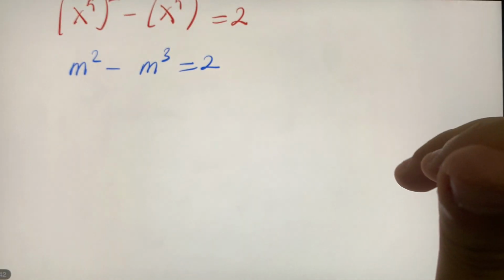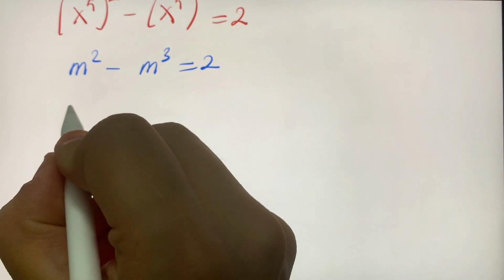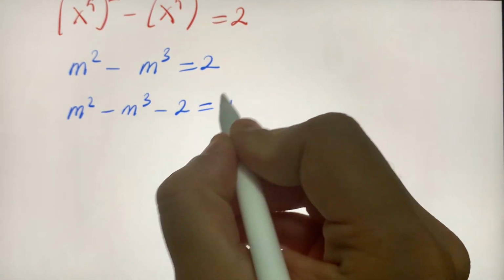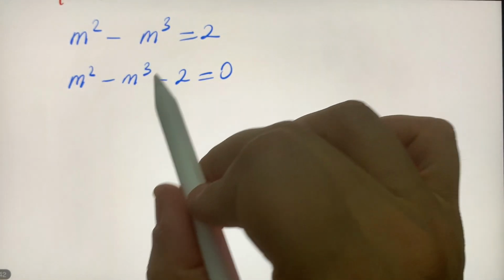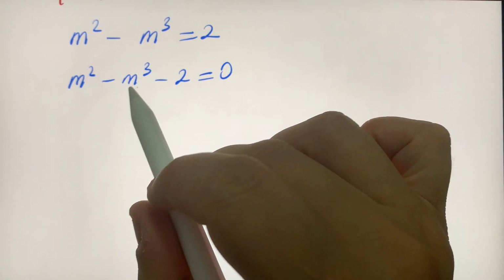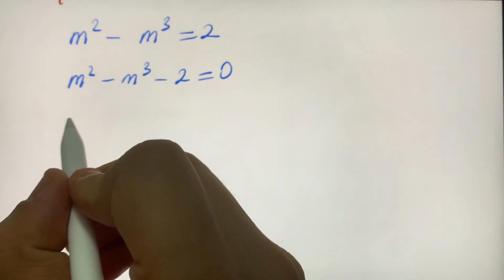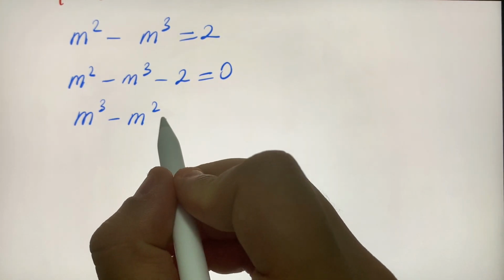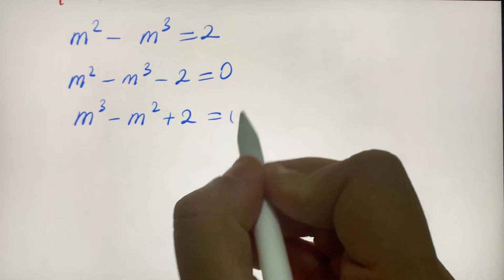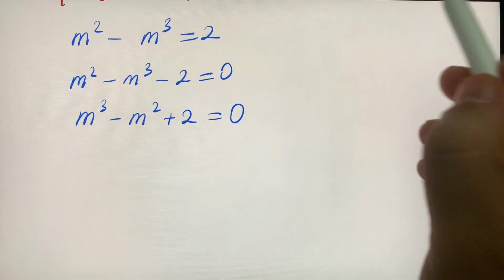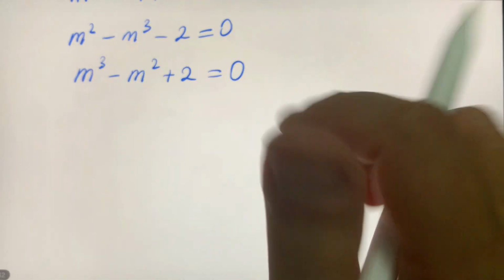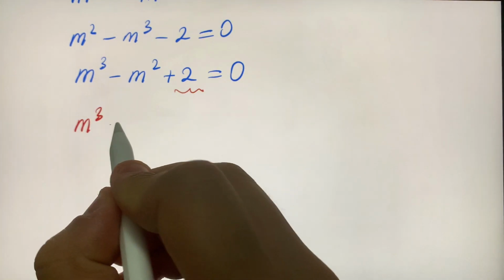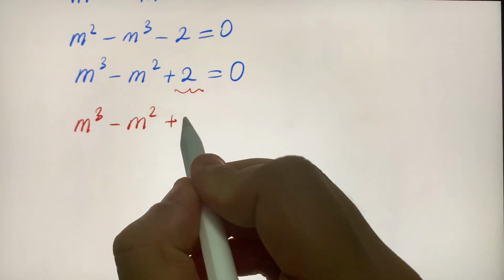Now let's arrange it a little more. m squared minus m cubed minus 2 is equal to 0. I'm trying to make the sign positive. So m cubed minus m squared plus 2 is equal to 0. And later, I want to change these two: m cubed minus m squared plus 1 plus 1 is 0.